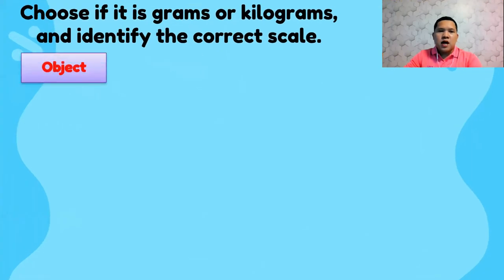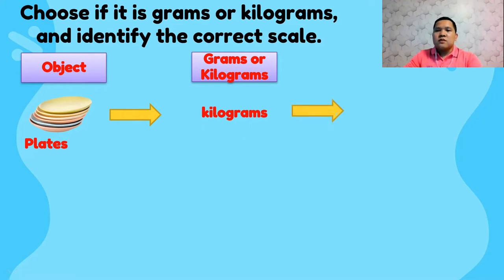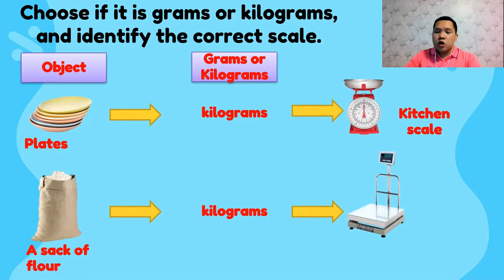Let's try other examples. How about these plates? Grams or kilograms? Right, kilograms, because there are many plates already. Then what to use? It's going to be a kitchen scale. How about this one, a sack of flour? We're going to use kilograms and then, of course, a platform scale. Very easy, right? You need to remember this because you are going to use these examples to answer your workbook later, okay?